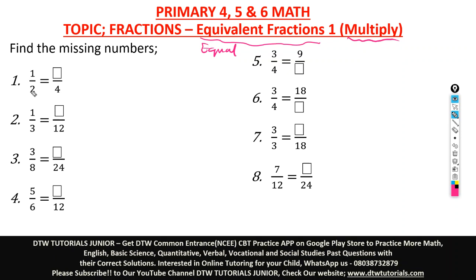Now look at question 1. It says here, you always see, find the missing numbers. So you see the box here. So let's find this missing number. Now you have here 1/2. How do you identify that it's multiplication? I'm going to let you know.